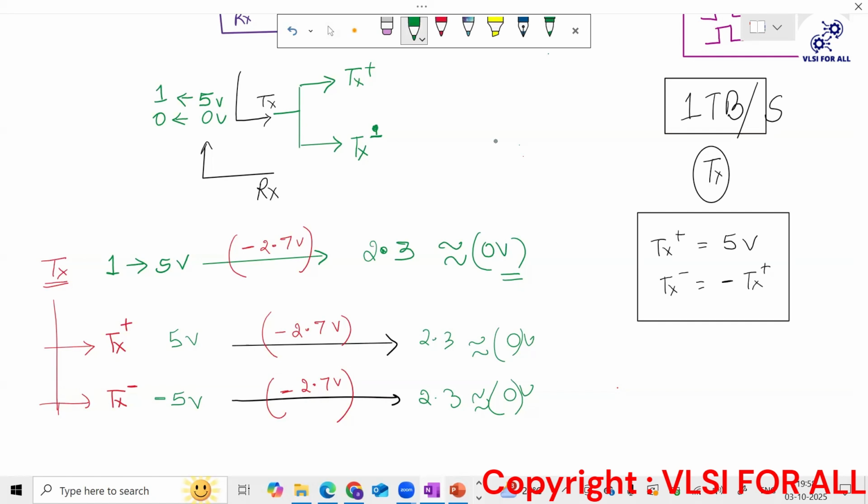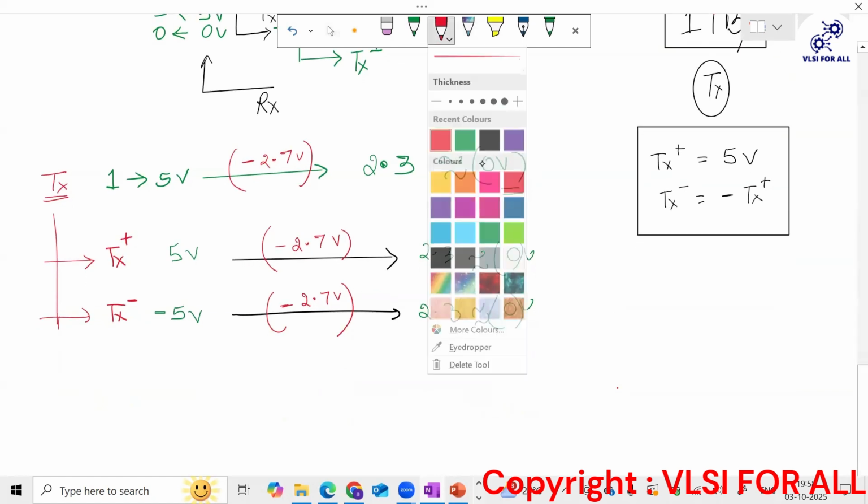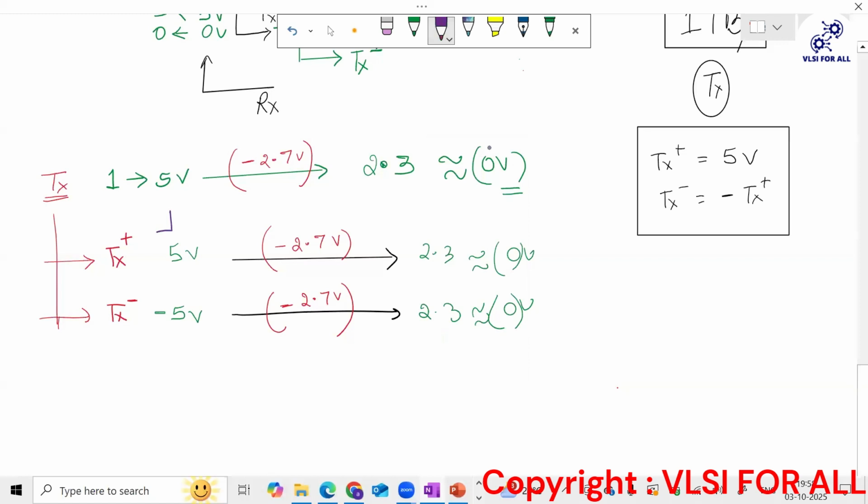This will apply in the case of 0 as well as in the case of 5 volt, just with a minus. Now what happened, guys? Or let's say if you want to add a waveform, it looks like this. This is 5 volt and this is minus 5 volt. Now what happened? You are getting this minus 2.7 volt on both wires. So what will be the impact, or what will be the final output here, guys? For the first one it will be... okay, one second. Let me take a fresh example first.